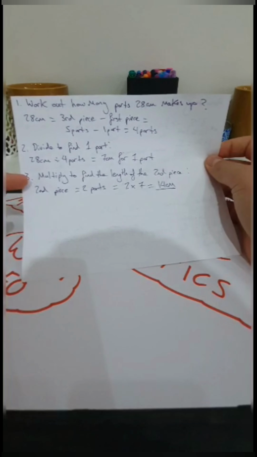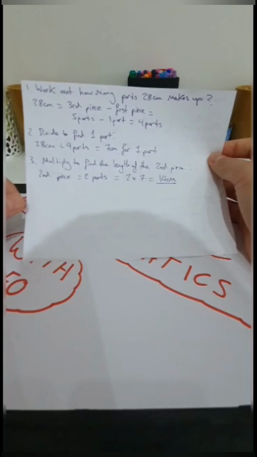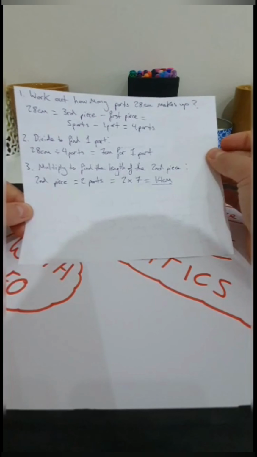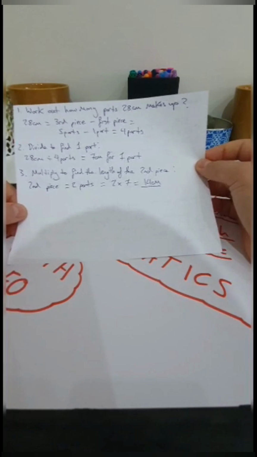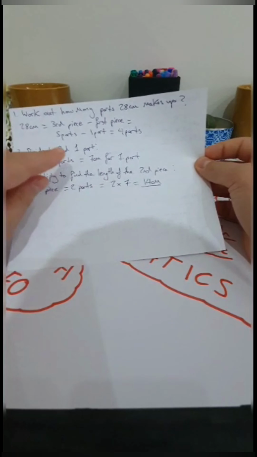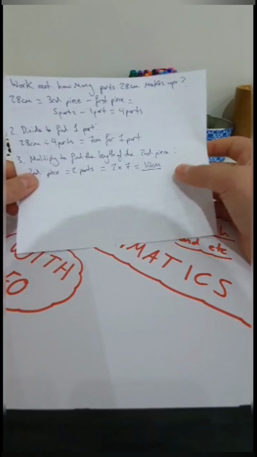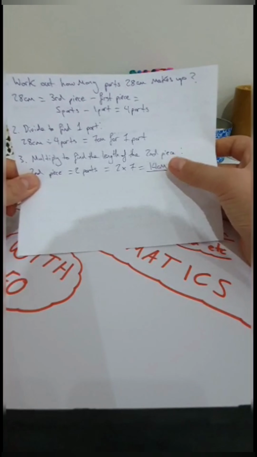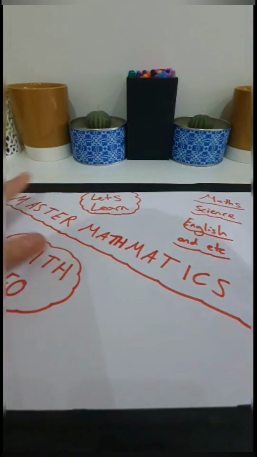So 28 centimeters divided by 4 parts, which is right here, equals 7 centimeters for 1 part. We have to multiply to find the length of the second piece. Second piece equals 2 parts. So, because 7 centimeters equals 1 part, we have to do 2 parts times 7 to equal 14. So the second piece equals 14 centimeters. And that's the end of our ratio.